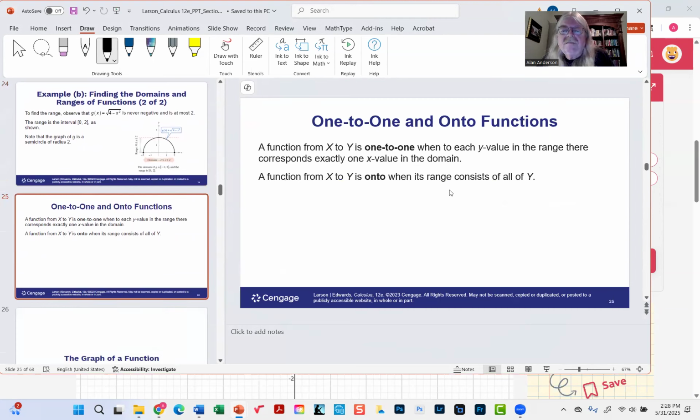Now, functions, there are special types of functions. In other words, we know what a function is now. All the x's are associated with a single y. But there's a couple of special cases. The one-to-one is particularly important because, let me show you what that's all about.